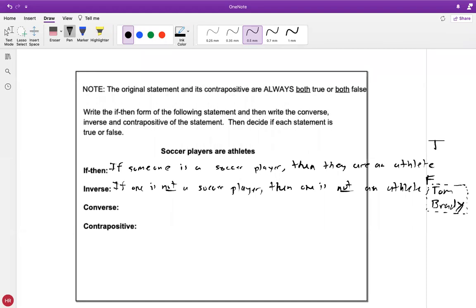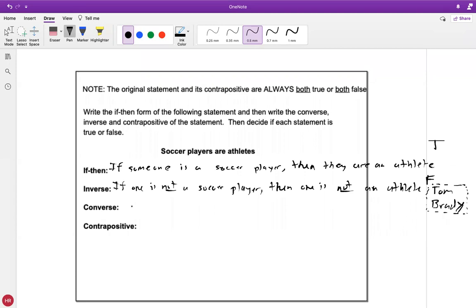I provided you with an example of someone who is not a soccer player. Tom Brady is a football player, and he is an athlete. So it satisfies the hypothesis, but it does not satisfy the conclusion. That is called a counterexample.